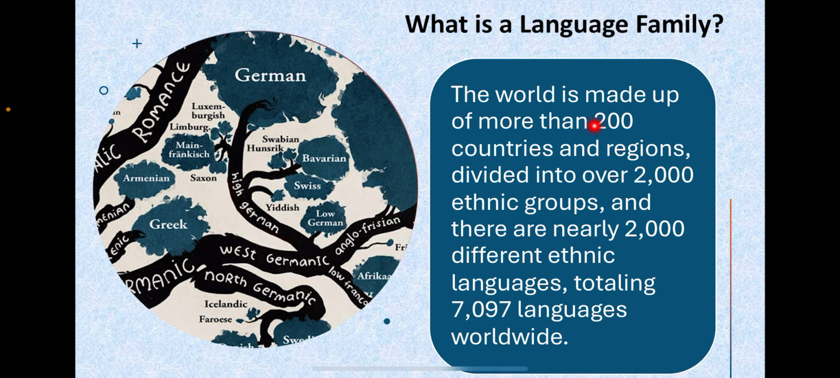Continuing. The world is made up of more than 200 countries today. We have countries and regions divided into over 2,000 ethnic groups. So, we have 200 countries or regions, and then we have over 2,000 ethnic groups, and there are nearly 2,000 different ethnic languages in the world. So, totaling 7,097 languages worldwide, right? That is what we have today.